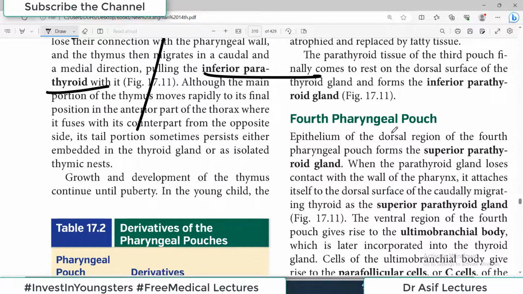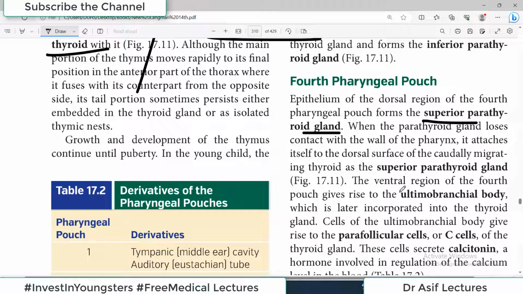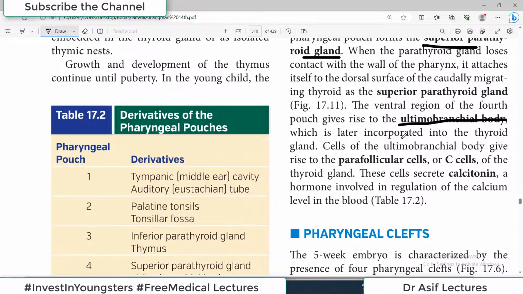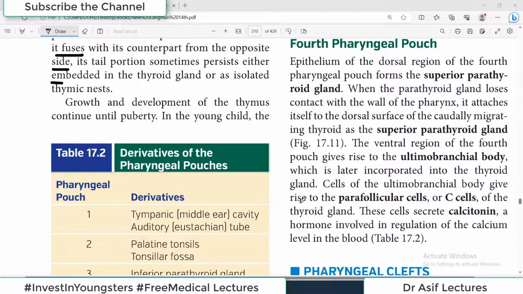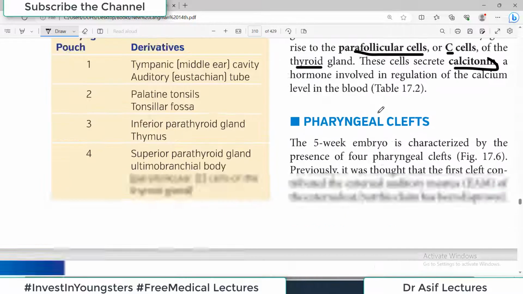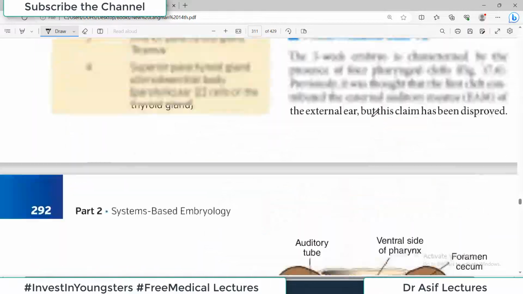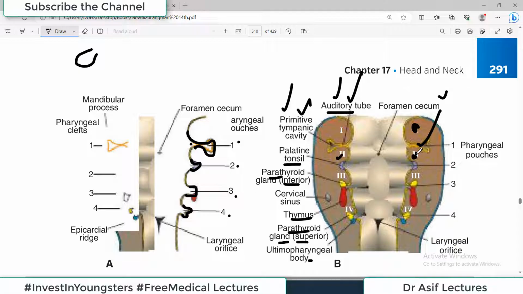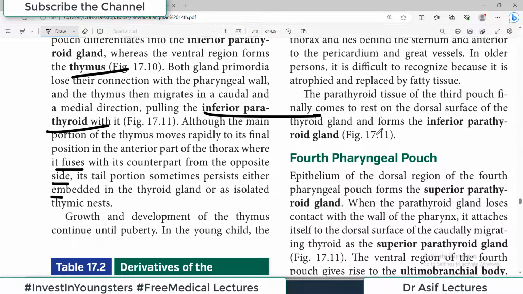अब बिल्कुल इसी तरह जो fourth pharyngeal pouch है, it makes superior parathyroid and the ultimobranchial body, which is later incorporated into the thyroid gland. Cells of the ultimobranchial body give rise to parafollicular cells or the C cells of the thyroid gland. So that's an important derivative. These cells secrete calcitonin, which is very important in calcium metabolism. Okay, so that's fourth pharyngeal pouch. So in summary, if you remember the diagram that I just showed you, इसमें सारे pharyngeal pouches, उनके derivatives easily visible हैं, and just remember this one and then you are good to go.